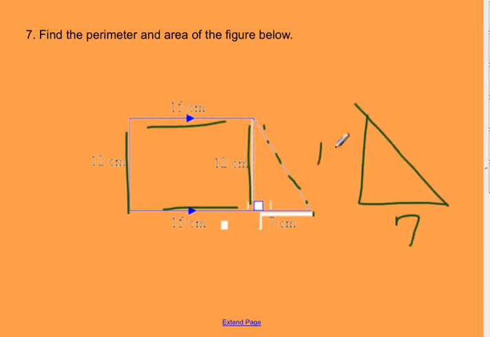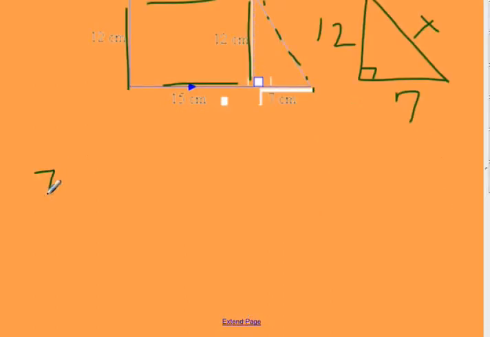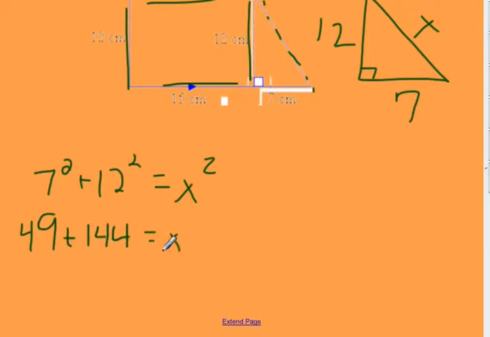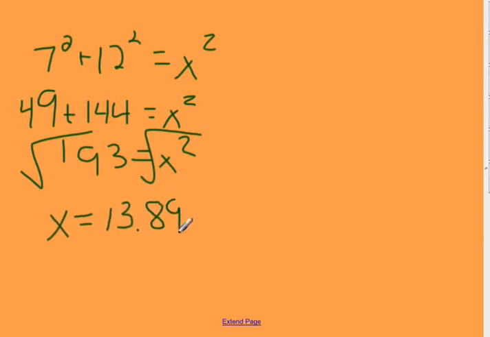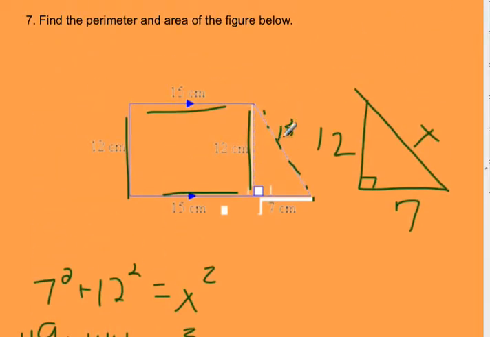This has sides of 7, 12, and x. So my right angle is here. So what I'm given are two legs. So 7 squared plus 12 squared is going to be equal to x squared. 7 squared is 49, 12 squared is 144, and that's going to be equal to x squared. Okay, so when I add those two together, I get 193 is equal to x squared. So in order to solve for x, I need to take the square root of both sides. So I end up getting that x is equal to 13.89. So 13.89 is the length of this side right here.